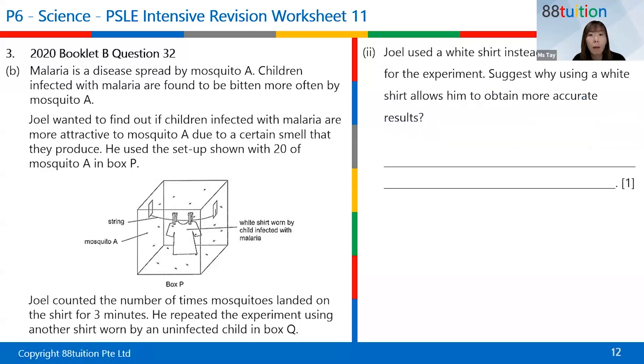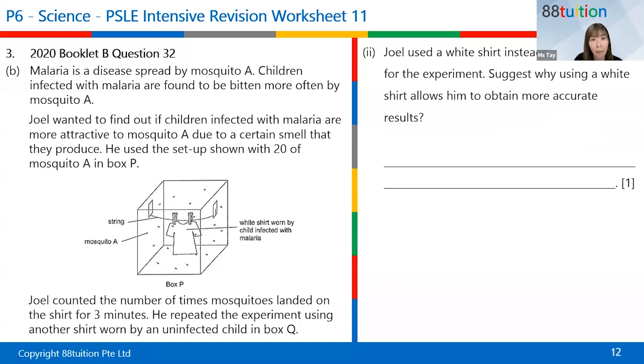Next, go on, Rachel is here. 30 students in now. Joel used a white shirt instead of a black one. Do you think using a white shirt will allow him to obtain more accurate results? What is the color of mosquito? You have to start thinking.